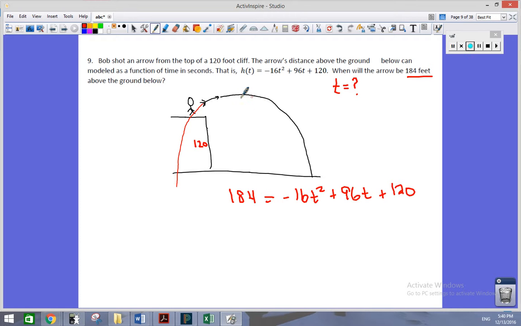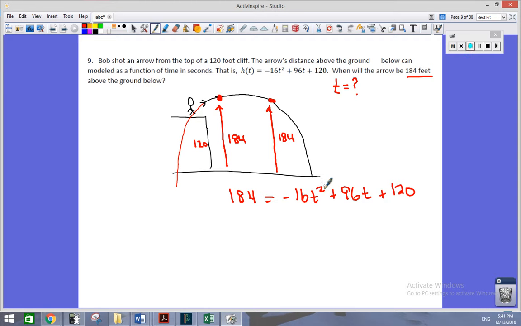I suspect the 184 could be the vertex, and it could be the maximum height of the arrow, in which case we'll just get one answer for t, the length of time it takes to reach that maximum height. But what I think is probably more realistic is that at some time, maybe 1 second or 2 seconds after you shoot the arrow, it is going to be at a height of 184 feet above the ground. It's going to go up and reach its maximum height, and then on the way down, it's going to be at another point in the path that's again exactly 184 feet above the ground.